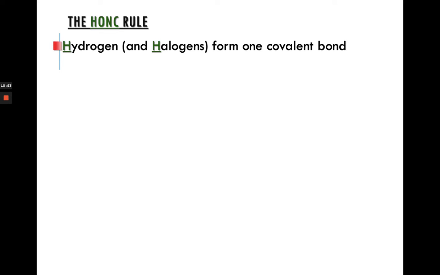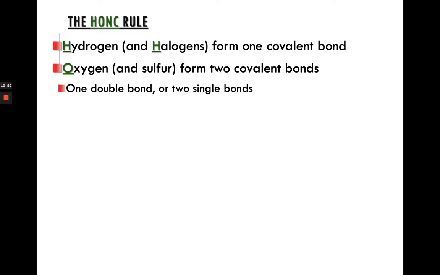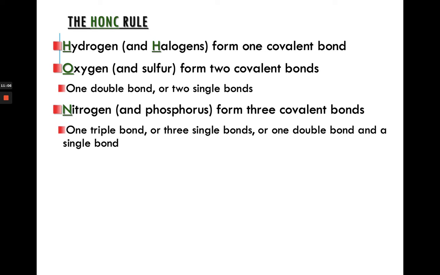All right, so again, the honk rule. Hydrogen and the halogens form 1 covalent bond. Oxygen and sulfur form 2 covalent bonds. Now that could be a double bond or 2 single bonds. Nitrogen and phosphorus form 3 covalent bonds. Now that could be 1 triple bond or 3 single bonds or 1 double bond and a single bond. It just has to have 3 lines coming from it.